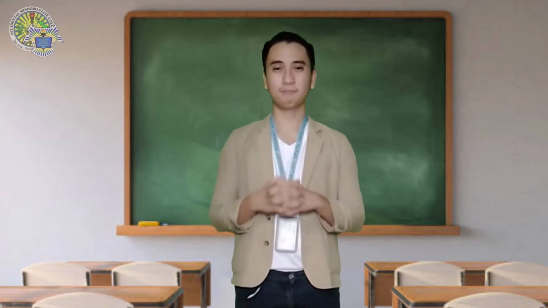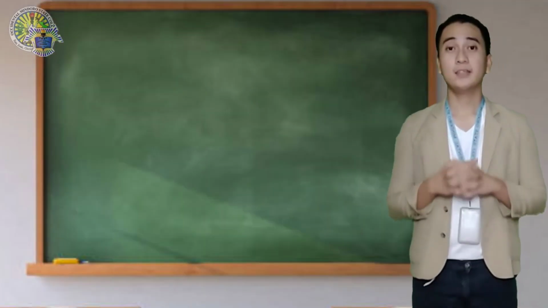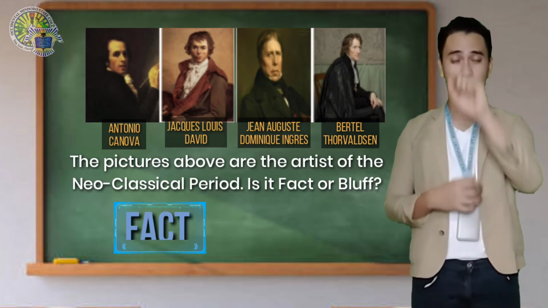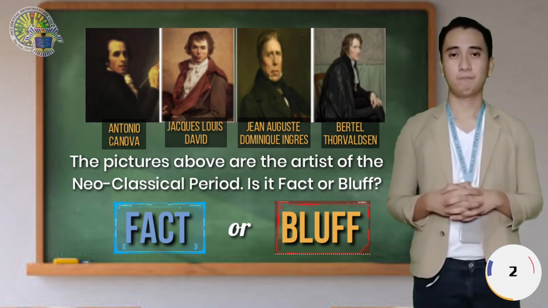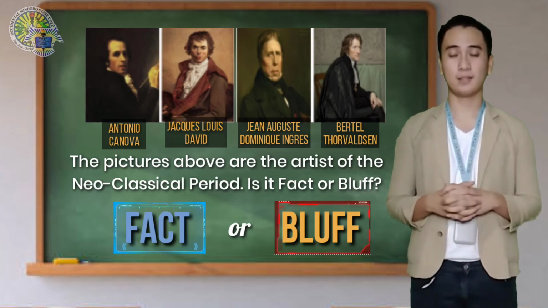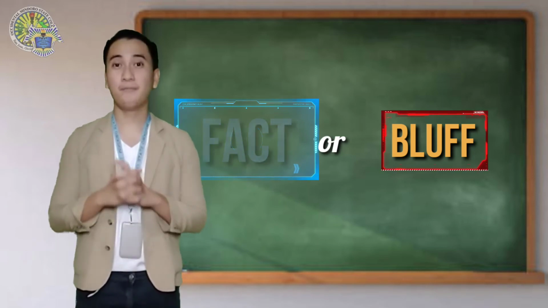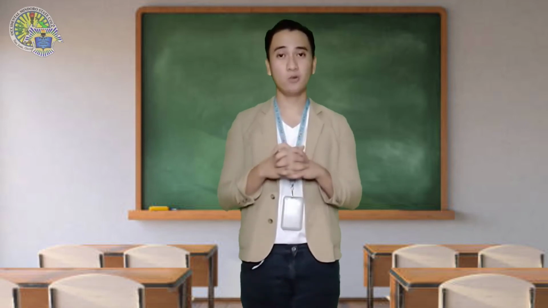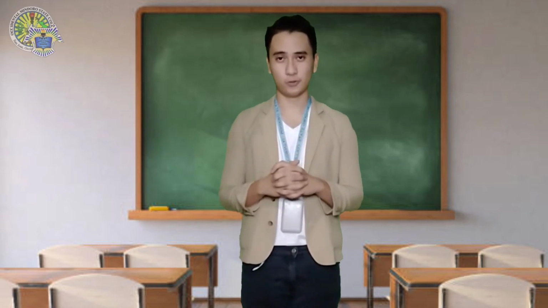So, let's proceed. The next category is artist. Okay, the pictures above are the artists of the Neoclassical period. Is it a fact or bluff? Are you done? Okay, let's check if you are correct. The correct answer is... Okay, it's a fact. Yes, it is a fact. They are all artists of the Neoclassical period. Two are painters and the other two are sculptors.